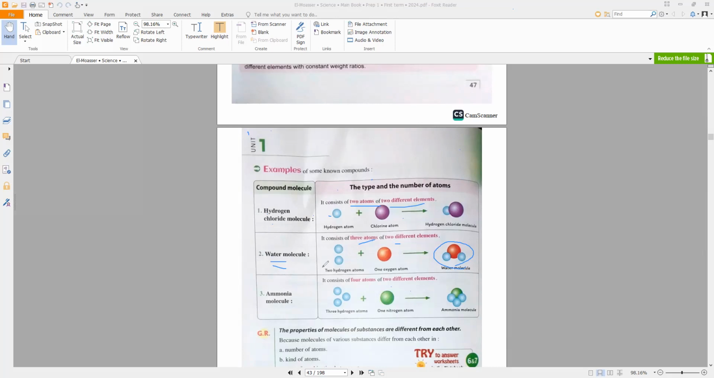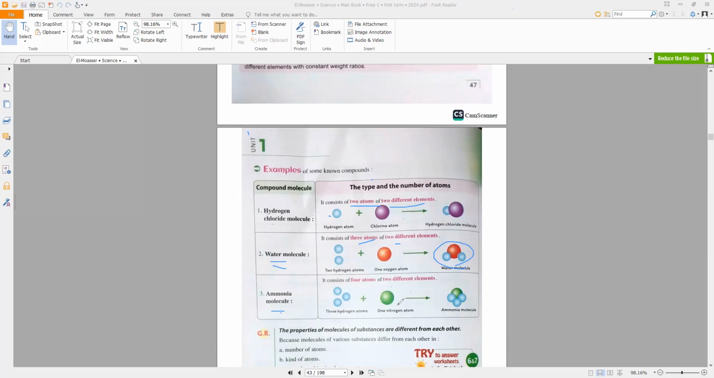But the atoms, calculate all the number of atoms. But elements, what are the elements in the water? Hydrogen only and oxygen only, two elements. But all atoms, two atoms of hydrogen and one atom of oxygen, so they are three atoms from two different elements. So when you see this drawing, this is the water. Why? Because it consists of three atoms of two different elements, but this consists of two atoms from two different elements.